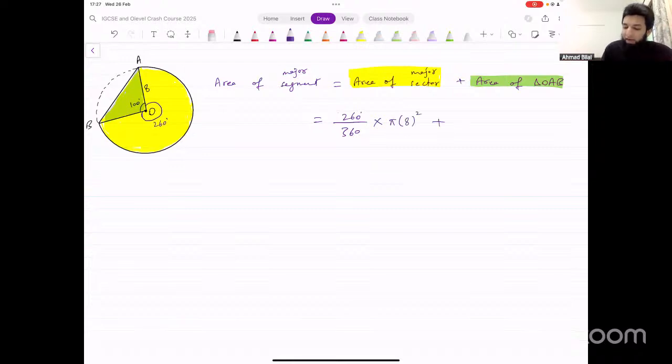And now we add to this the area of the triangle OAB. How do you find the area of the triangle? Again, we have two sides. One side is 8. The other side is also 8 because that's also radius. And we have the angle between them. Area of the triangle is given by half ab sine C, half into one side, into the other side, into sine of the angle between them, which is 100. And that should give you the area of this major segment. Put this on a calculator and find the result. That's the area of this whole sector. Make sense? Any problems with this?